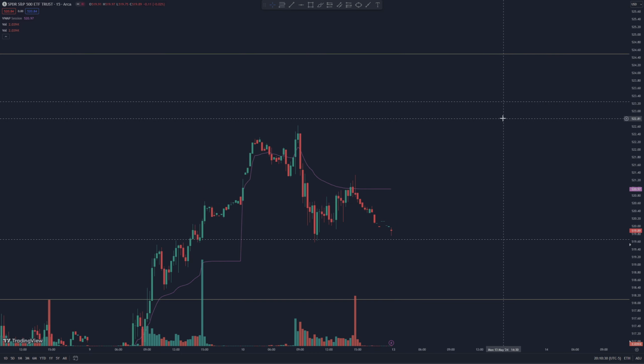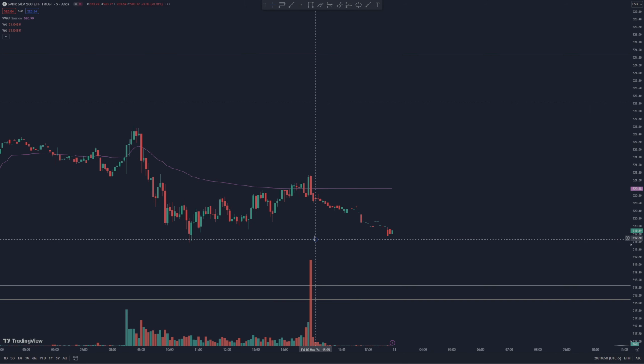Probably to here, which is 523.24. I should really call out my levels. And this is a 524.50. So I imagine that we're going to be moving on up back into these levels. Just the way that the market perfectly held this. Let's take a look at a 5 minute here.